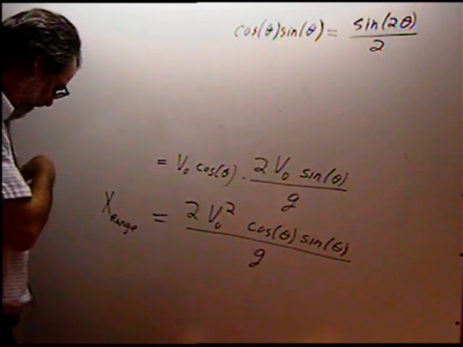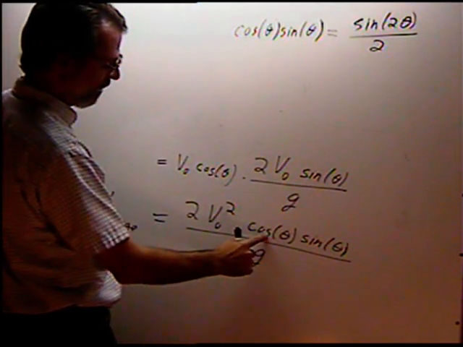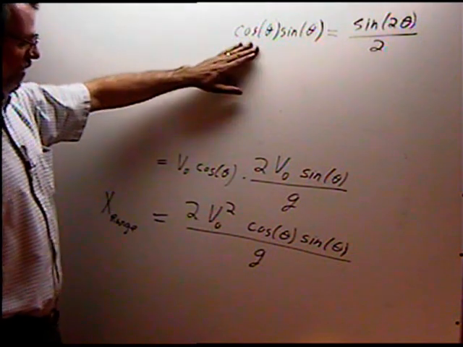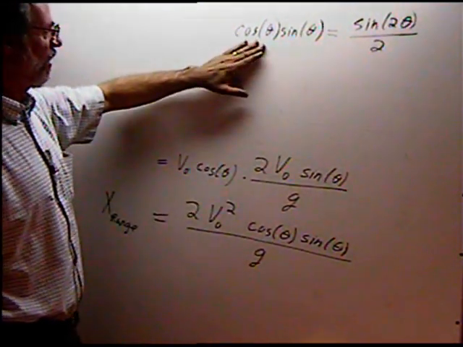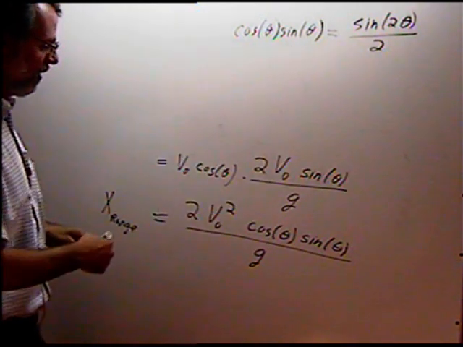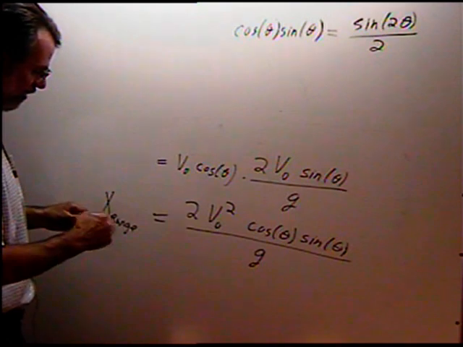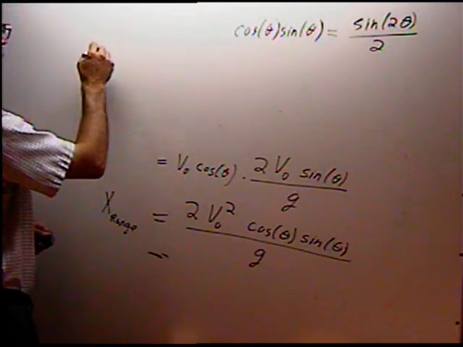Notice that here we have sine of theta and cosine of theta. Notice we have cosine theta, sine of theta. In the trig identity is cosine theta times sine of theta. So this means I can take this and I can replace this. Well, I'll write it up here.